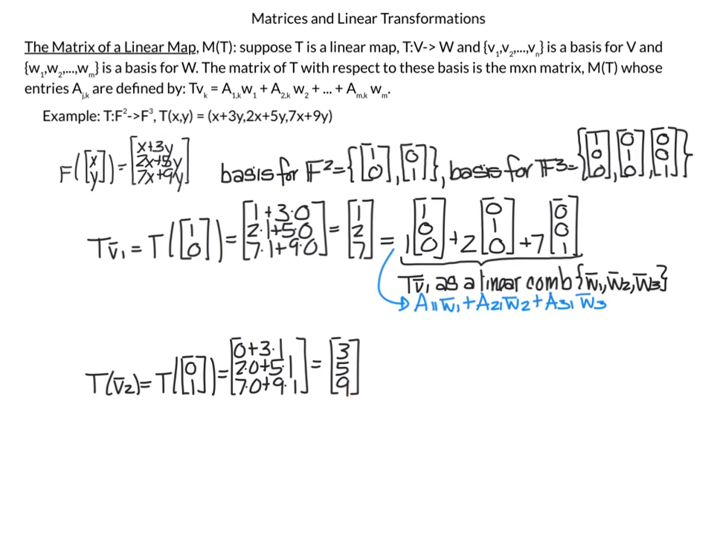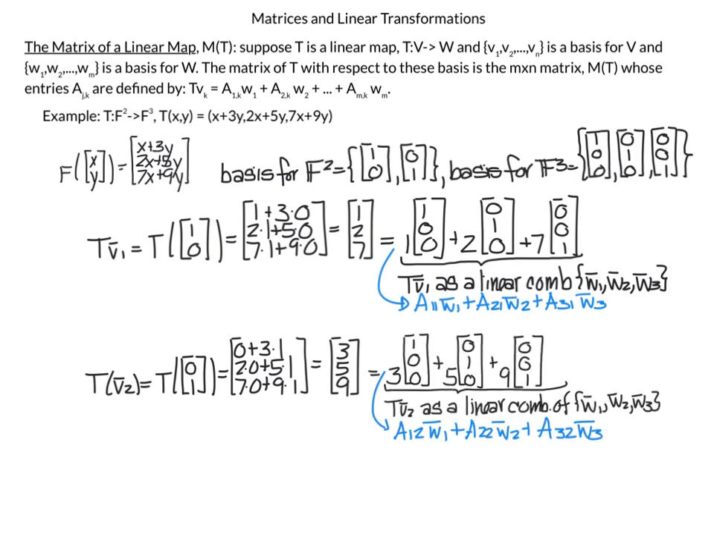so we get the vector 3, 5, 9. And again, we can write our vector 3, 5, 9 as a linear combination of our basis for W. So that's 3 times our first basis vector, 5 times our second basis vector, and 9 times our third basis vector. Now our matrix is going to be A11 is 1, A21 is 2, and A31 is 7. A12 is 3, A22 is this 5, and A32 is this 9. Or you can just simply look at this as the matrix is our first basis vector transformed, 1, 2, 7, and our second basis vector transformed, which is 3, 5, 9.